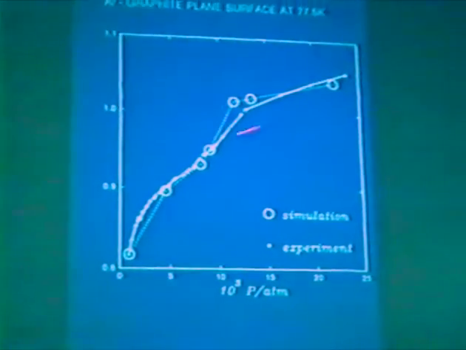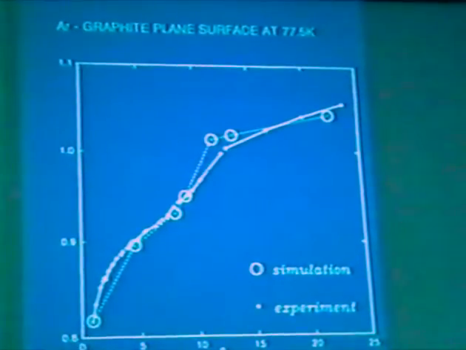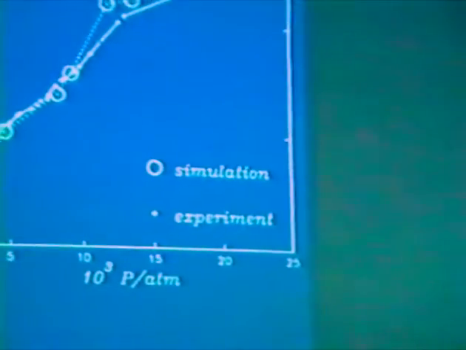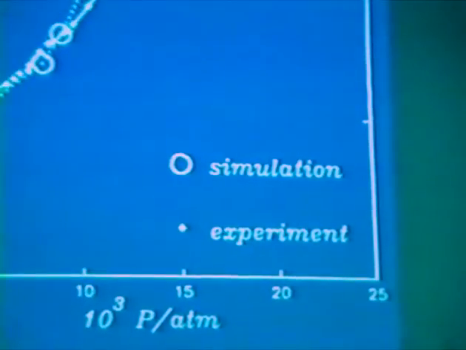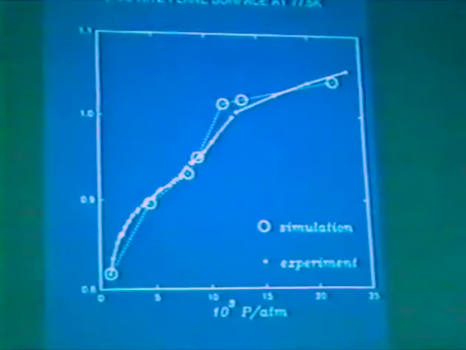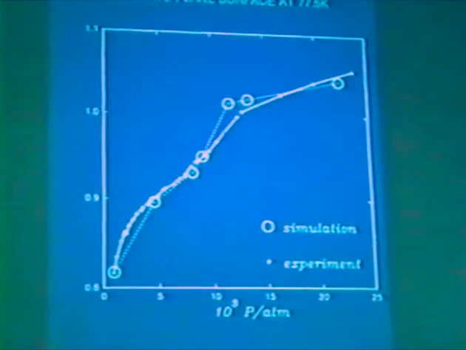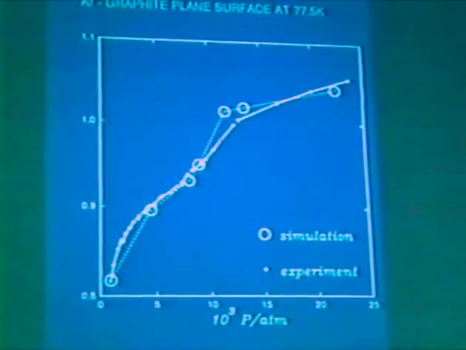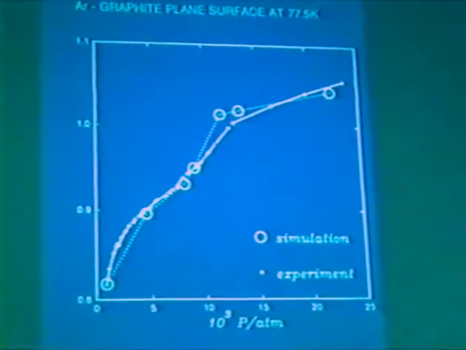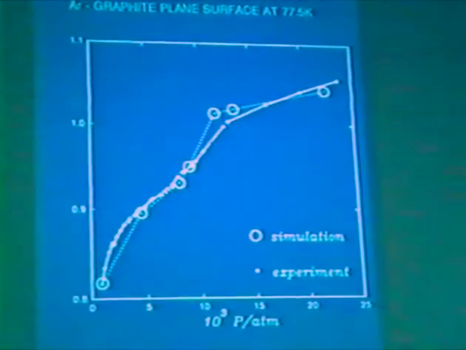This is the isotherm for argon on the plane surface of graphite. These are the experimental data, the crosses there. You can see that by adjusting these two parameters, by fine-tuning the potential, you can get quite a good agreement over this very sensitive region where there's a transition between a liquid-like state on the surface and a solid-like state in this region. Next slide, please.